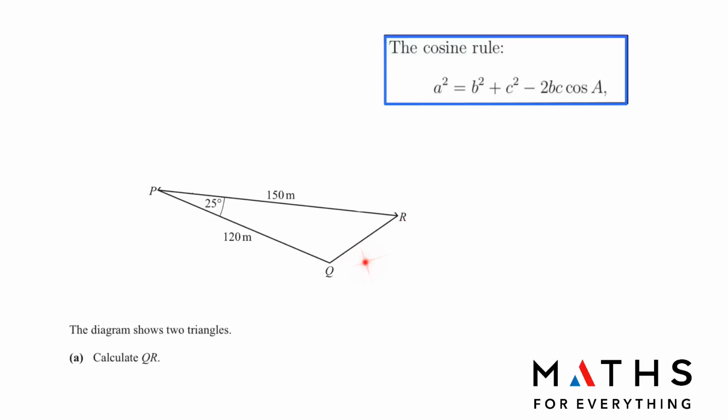If we want to find the side, we must have the opposite angle. So A is going to be your QR and cos A, which is the angle, will be this one. Let's just replace what we have. And B and C can be either of the sides. So we have QR square is equal to 150 square plus 120 square minus 2 times 150 times 120 cos 25.